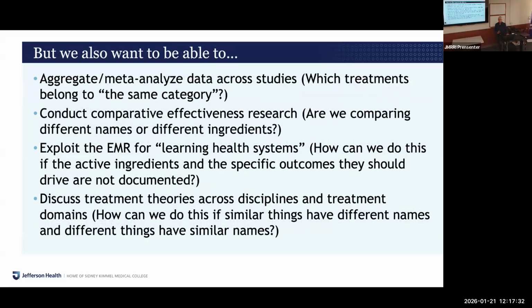But there are things that the system does not yet allow us to do. We can't easily aggregate or meta-analyze data across studies because we don't know which treatments belong to the same category. Here's the problem. Researcher A clearly specifies their treatment in their words. Researcher B clearly specifies their treatment in their words. The words aren't identical. Are they synonyms or are they different?